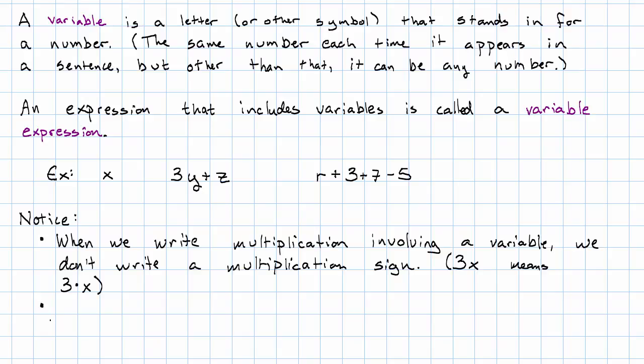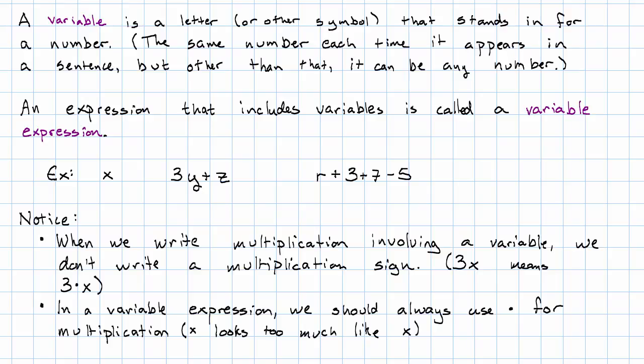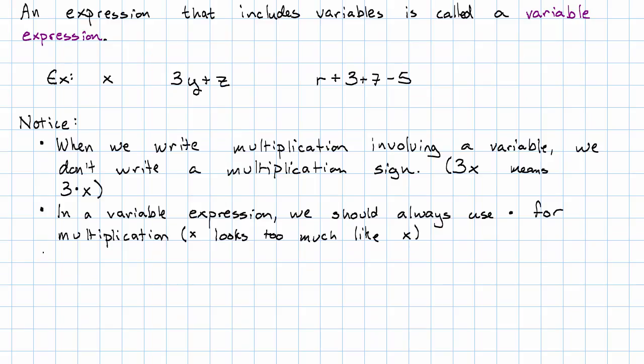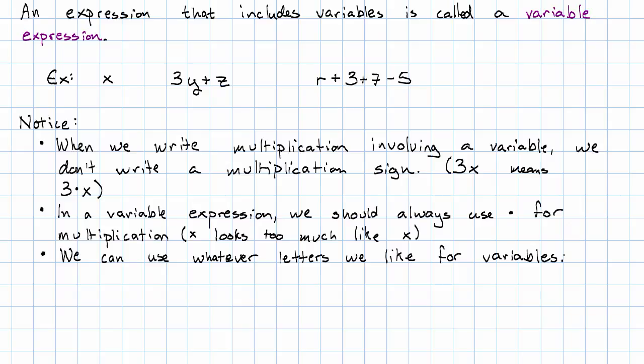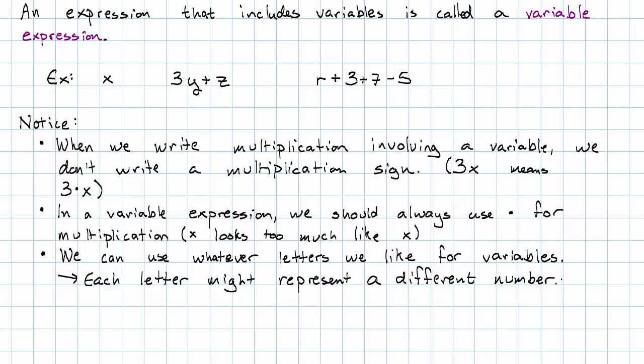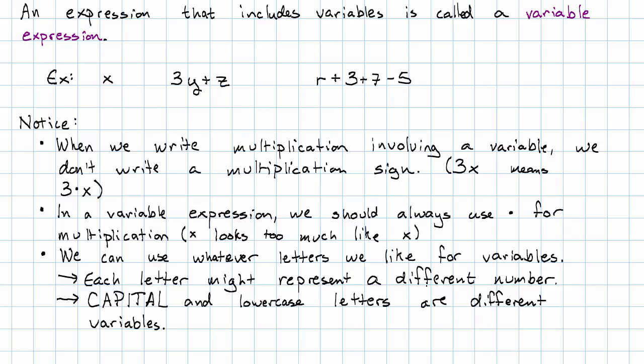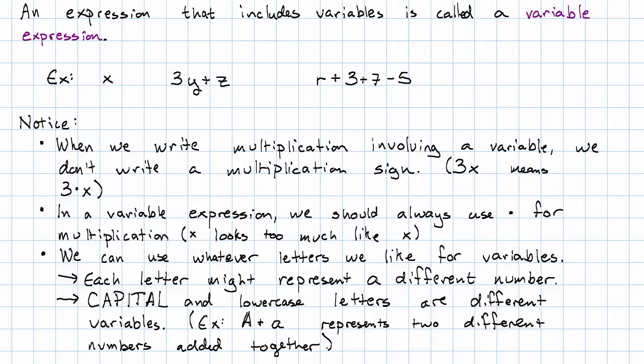Also note that when we're writing a variable expression, we should always use the dot for multiplication, because the little x shape looks too much like the letter x. Finally, notice that we can use whatever letters we like for variables. We don't have to use the letter x. If we use several letters, each letter might represent a different number. Remember, the same letter has to represent the same number each time we see it. Also note that capital letters and lowercase letters represent different variables. So if I write capital A plus lowercase a, that represents two different numbers being added together.